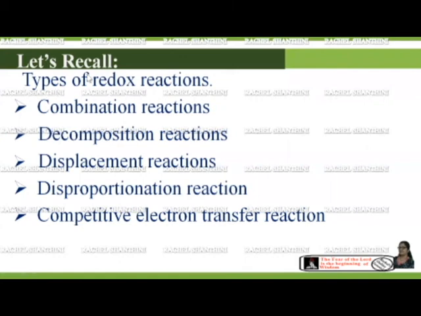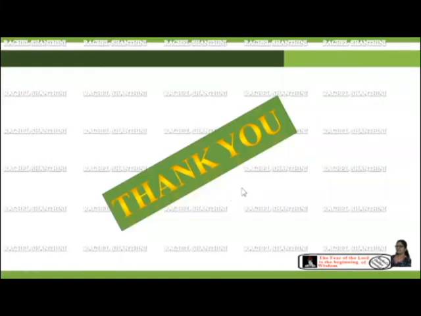Students, let's recall all the concepts that we have discussed in this session. We have discussed the types of redox reactions, that is combination reaction, decomposition reactions, displacement reactions, disproportionation reaction, and competitive electron transfer reaction. Hope this session was very useful to you.